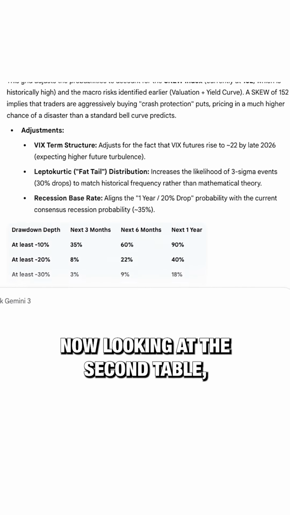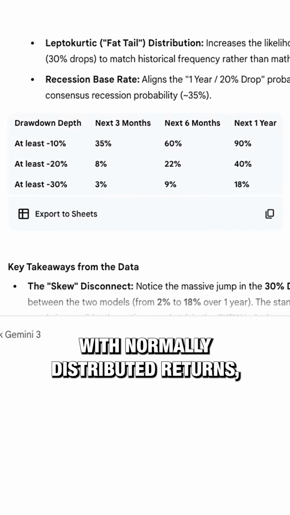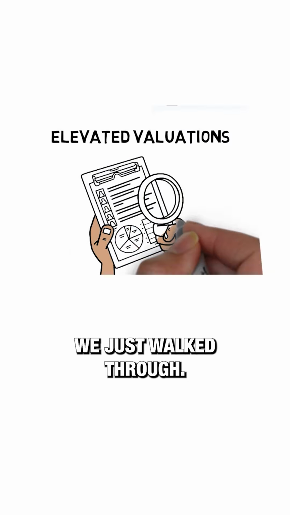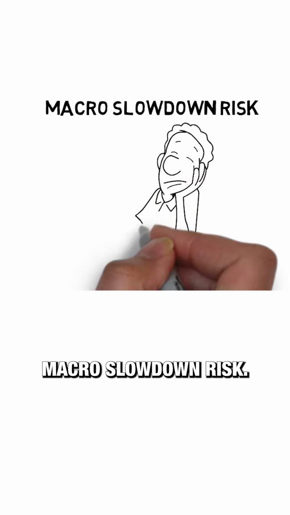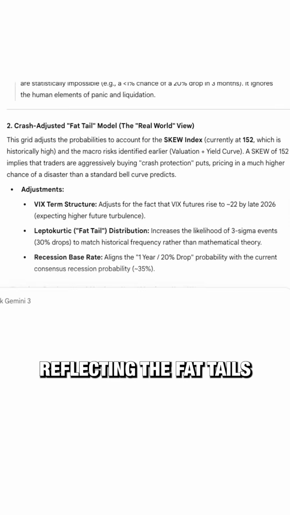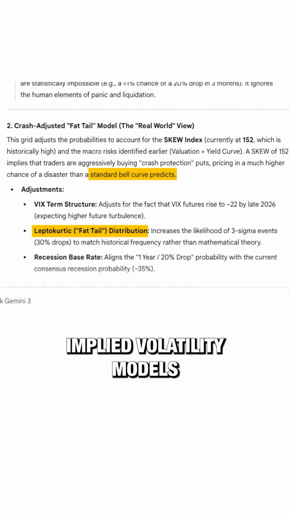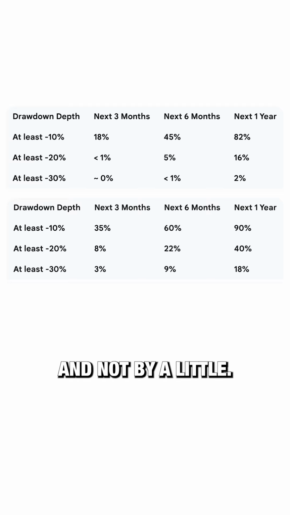Now looking at the second table, the assumptions change. Instead of a well-behaved market with normally distributed returns, this version adjusts for the current conditions we just walked through: elevated valuations, yield curve dynamics, macro slowdown risk. In essence, the model is effectively reflecting the fat tails and regime shifts that standard implied volatility models tend to understate. Once you do that, every number moves higher, and not by a little.